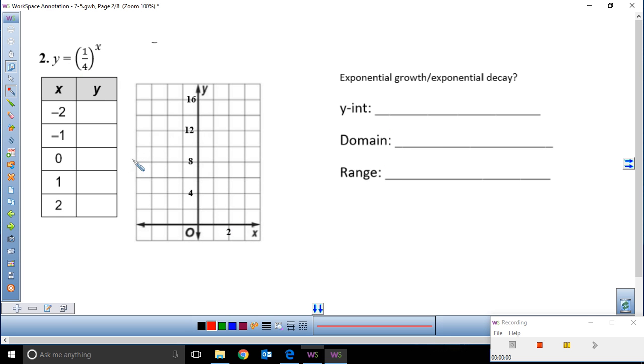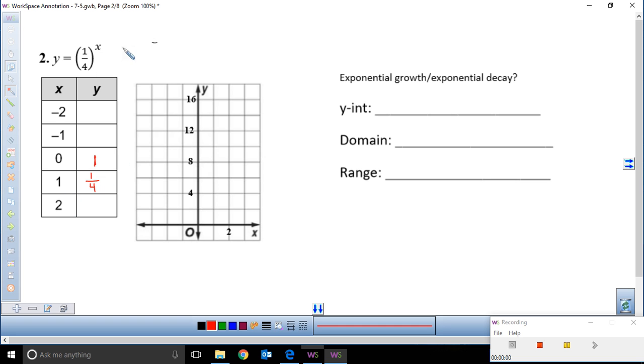Again, they want us to do the same thing, so we have y equals 1/4 to the x power. Since our variable is where the exponent should be, that's a huge indicator that this is an exponential function. So I'm going to start with the easiest number on my chart. If I substitute 0 in for x, 1/4 to the 0 power is just going to give me 1. If I substitute 1 in for x, I'm going to take 1/4 to the first power, which is just going to give me 1/4, and let's leave it as a fraction because they gave us a fraction.